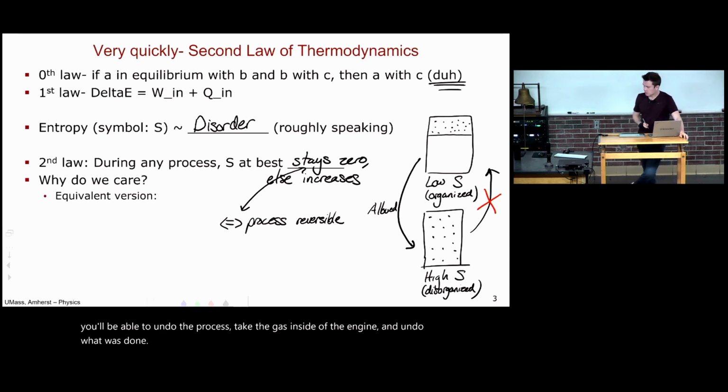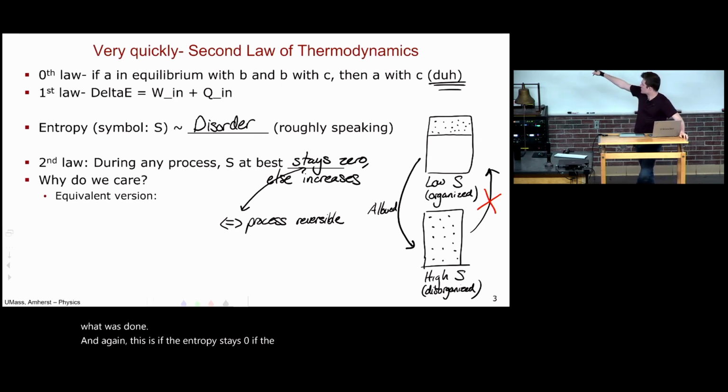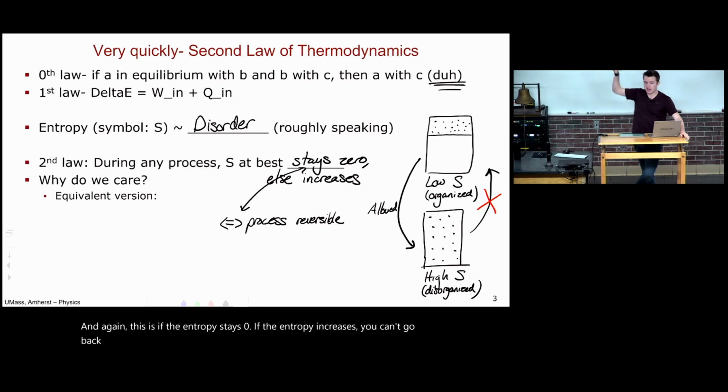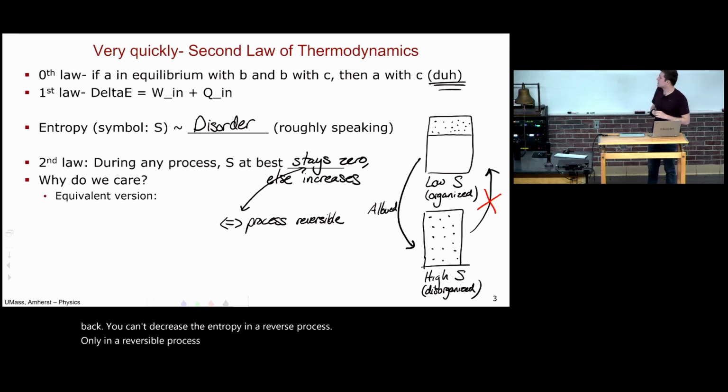And again, this is if the entropy stays 0. If the entropy increases, you can't go back. You can't decrease the entropy in a reverse process. Only in a reversible process where the entropy didn't change overall can you reverse things.